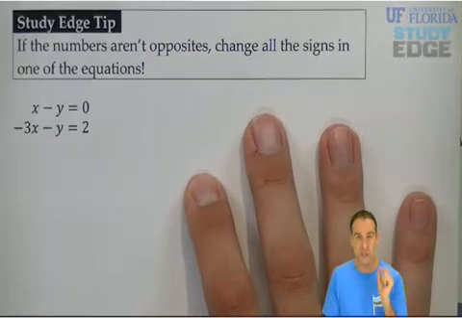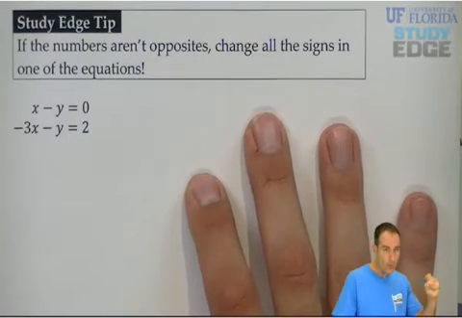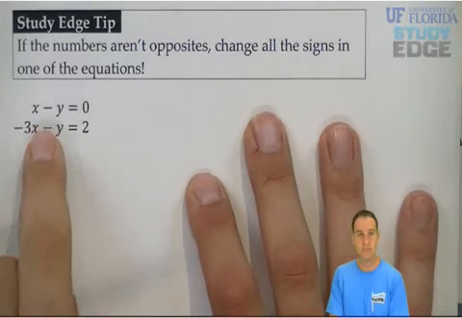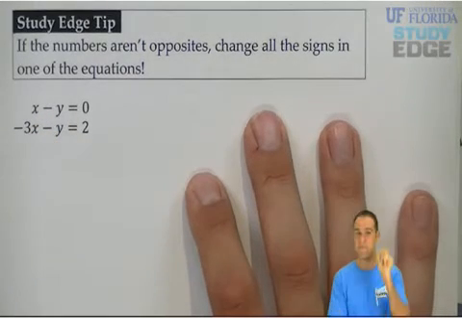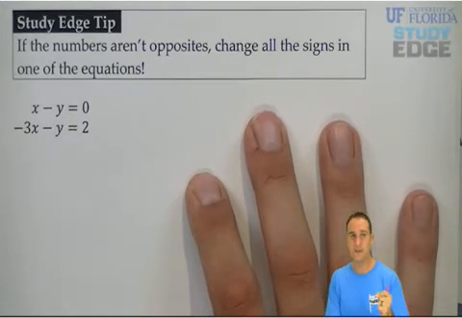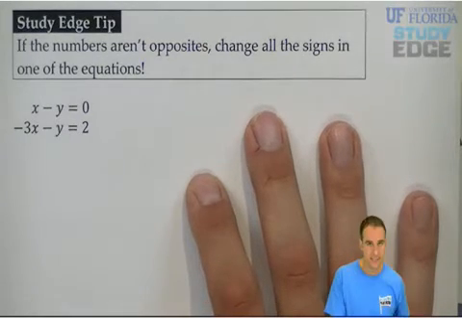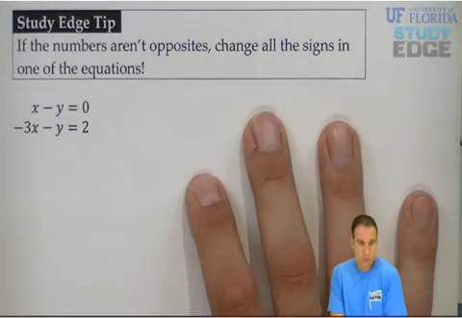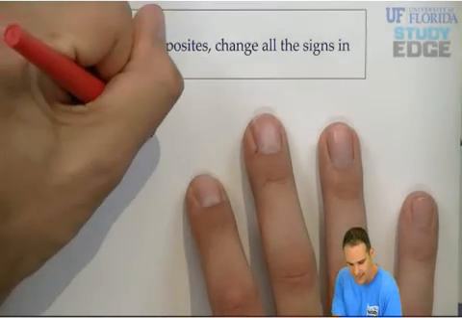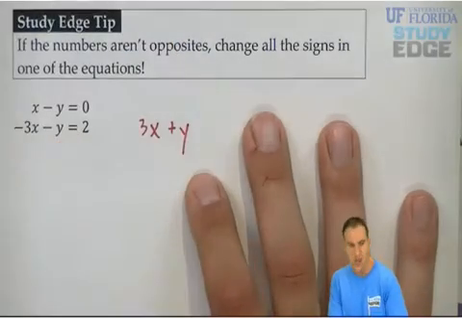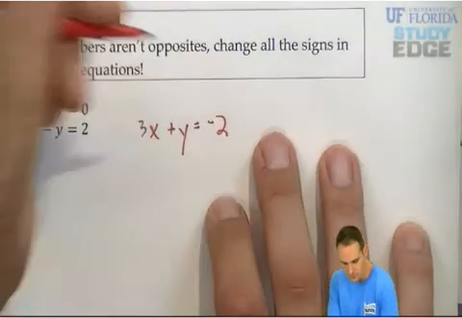If the numbers are not opposites, change all the signs of one equation. So look at this one. Negative y, they're a match. But I want one of them to be an opposite. So one negative, one positive, I will change all the signs of one equation. So I'll choose the bottom one. Instead of negative 3x, positive 3x. Instead of negative y, positive y. Instead of 2, negative 2.